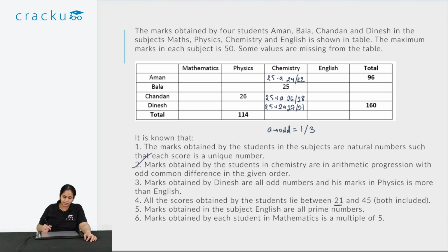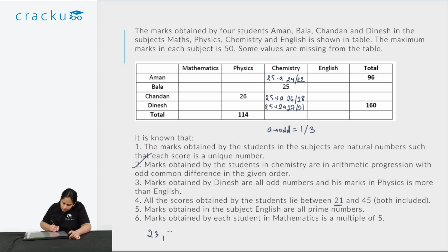Since they are distinct natural numbers, A can't be 0. Also it is given that it's an odd common difference as such. Dinesh's marks are all odd numbers and physics is more than that of English. All scores obtained by students lie between 21 and 45. Marks obtained in the subject English are all prime numbers. So what are prime numbers between 21 and 45? 23 is a prime number.